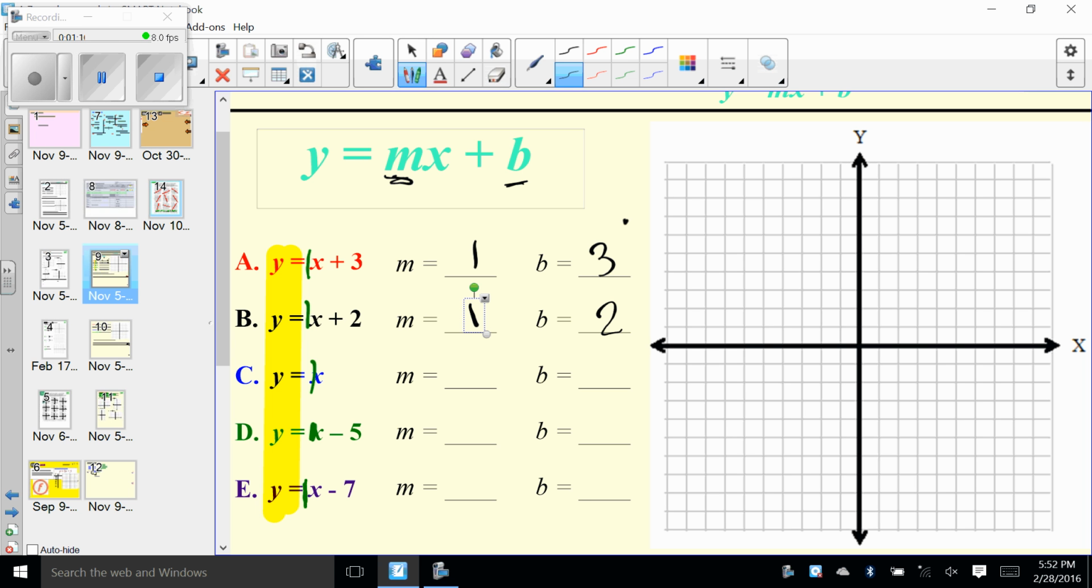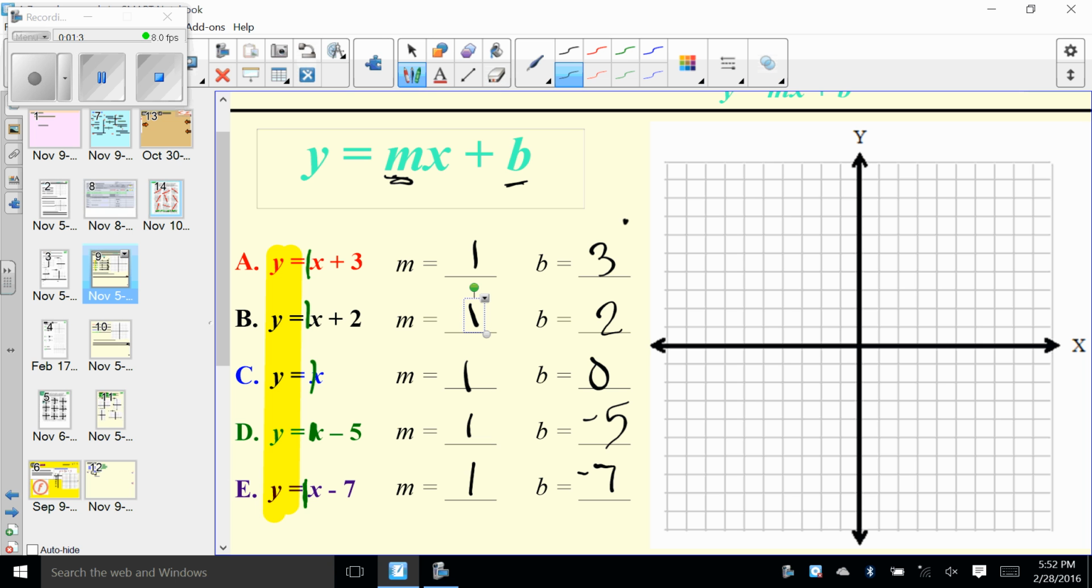In part C, our slope is 1 and our y-intercept is 0. In part D, the slope is 1 and our y-intercept is negative 5. In part E, our slope is 1 and our y-intercept is negative 7.